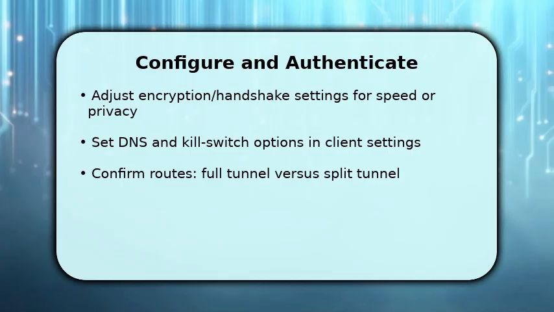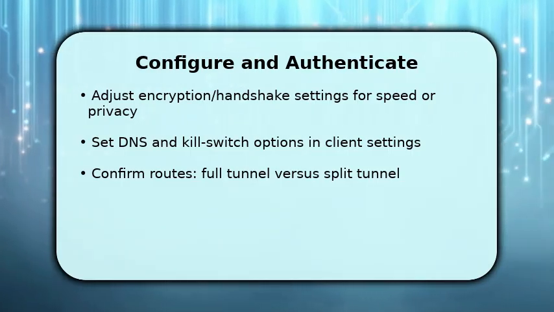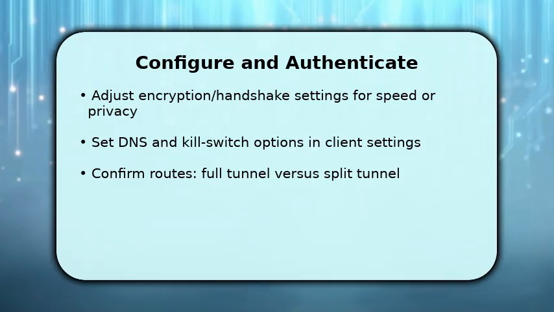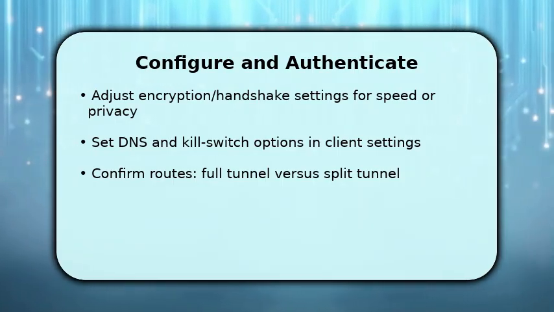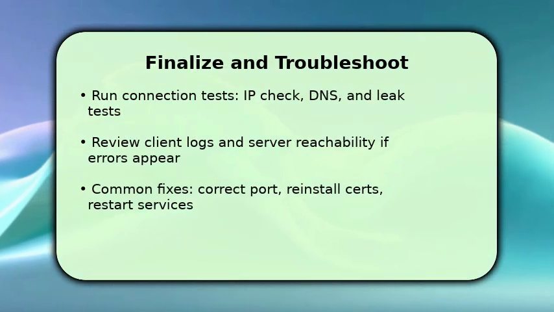Decide between full tunnel and split tunnel. Full sends all traffic through VPN, split only selected apps. Once configured, test with a geo-restricted website and inspect logs if the connection fails to authenticate. Finish by connecting and verifying changes.